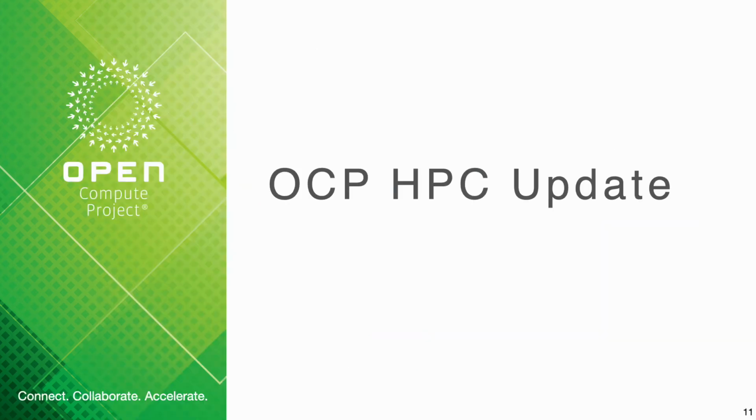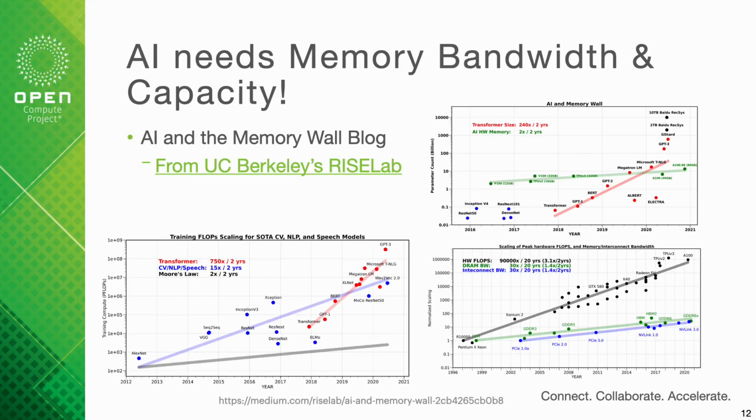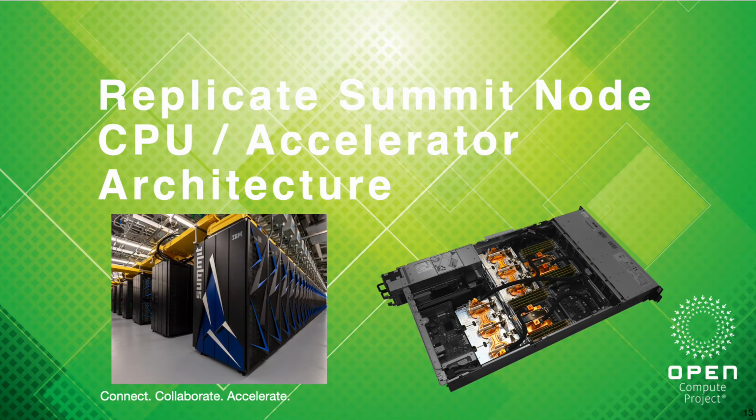Okay, so what are we actually doing in the OCP HPC update? Well, we wanted to choose an application, and we found out really that AI was one application that needs low latency, high memory bandwidth and a tremendous amount of capacity that HBM can't give it, and DDR can't give the bandwidth. And Berkeley Rise Lab have shown these numbers. That's a bunch of graphs showing basically this need. So we said, well, okay, this looks like a good application that we could focus on.